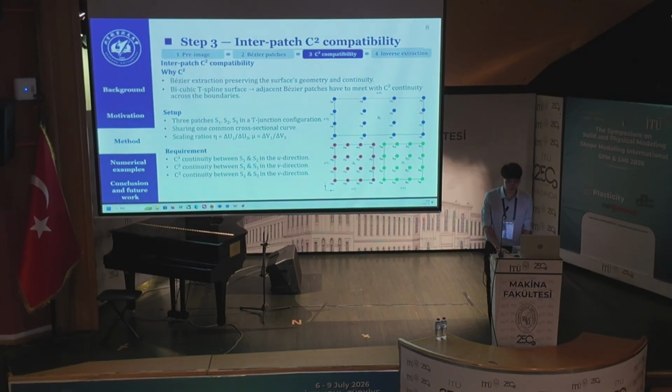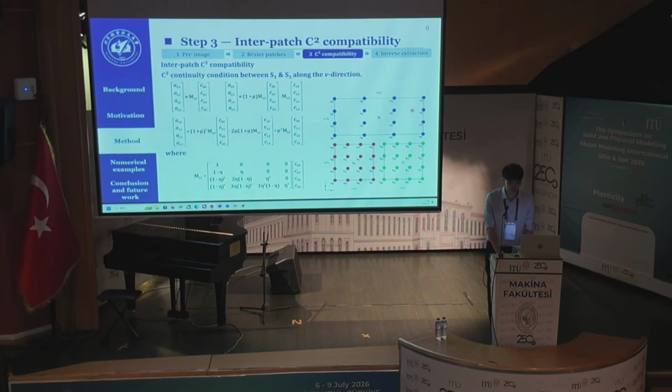Step 3 is the key step, enforcing C2 compatibility between the patches. Since our target is a bicubic T-spline surface, adjacent Bézier patches have to meet with C2 continuity across every shared boundary. Consider a local T-junction with three patches, S1, S2, and S3, sharing one common cross-sectional curve, as you can see here. We then need three conditions: C2 between S1 and S2 along the U direction, and C2 between S1 and S3, and between S2 and S3 along the V direction.